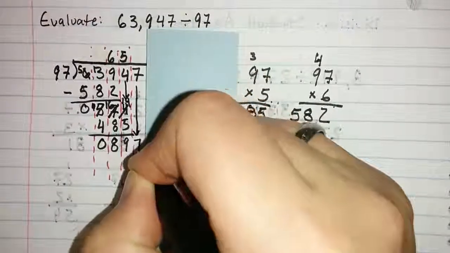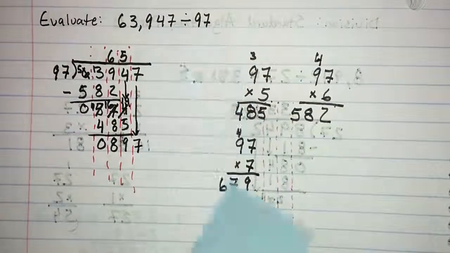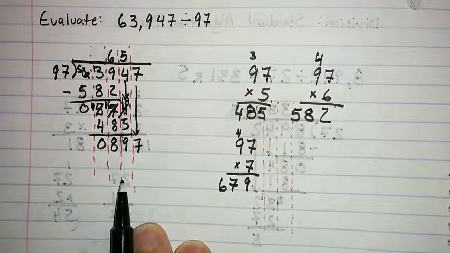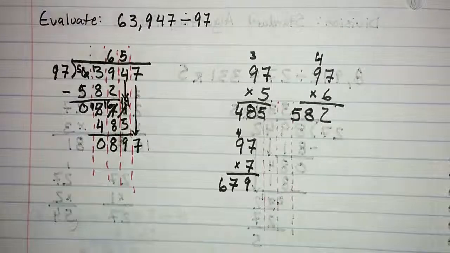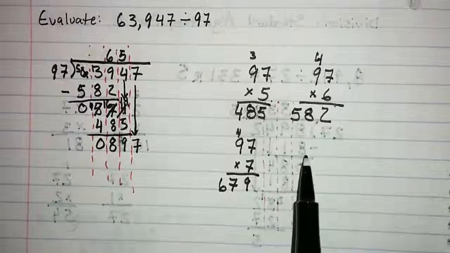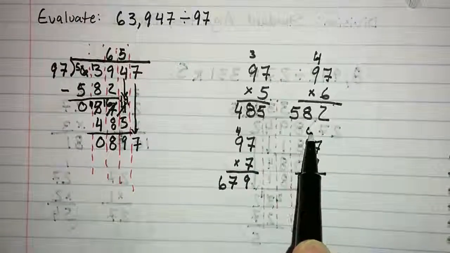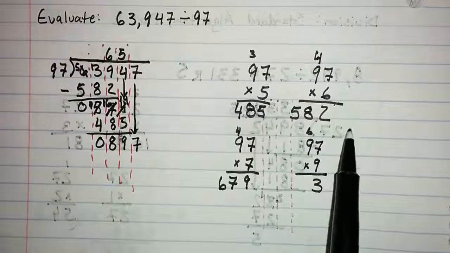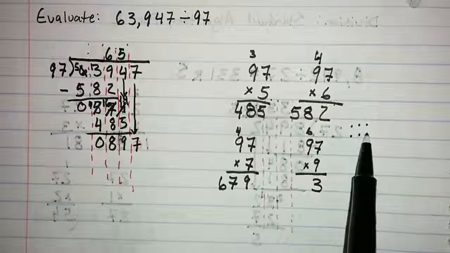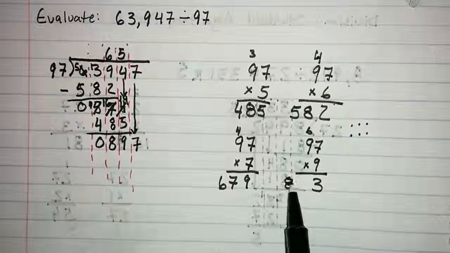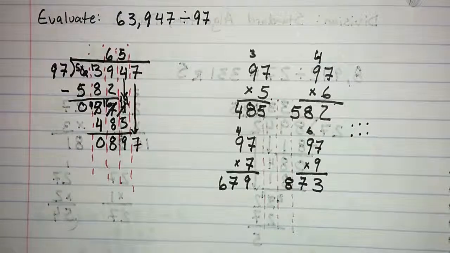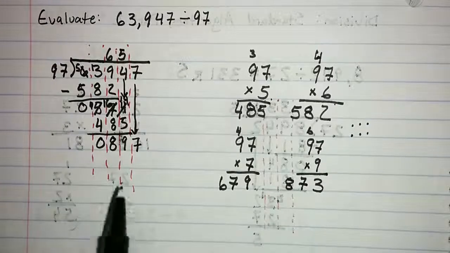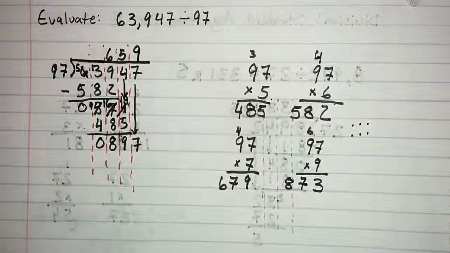Uncovering this last digit, I've got a 7. 897. I probably am going to want either 8 or 9. I'm going to try 9 first. 9 times 7 is 63. 9 times 9 is 81. 82, 83, 84, 85, 86, 87. 9 times 97 is 873, which is smaller than 897. So 9 is my guess.